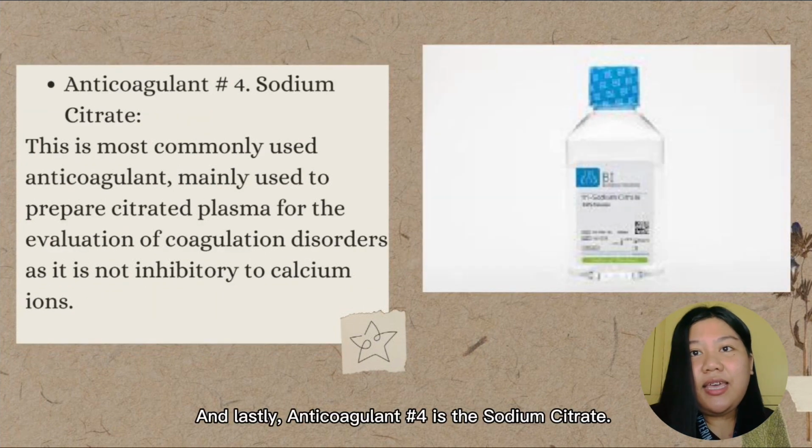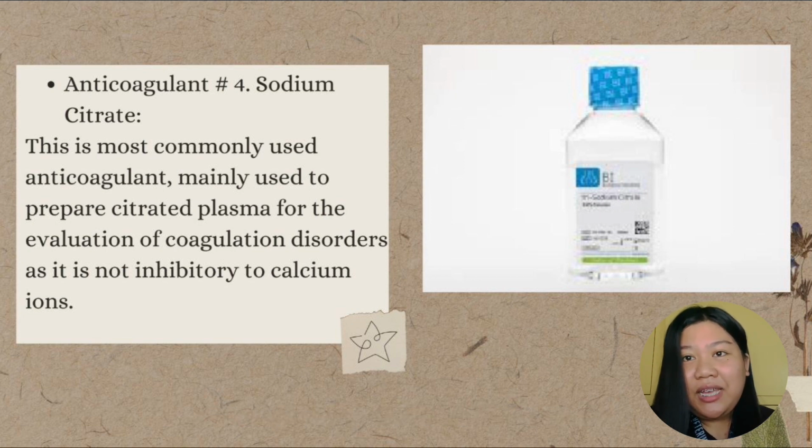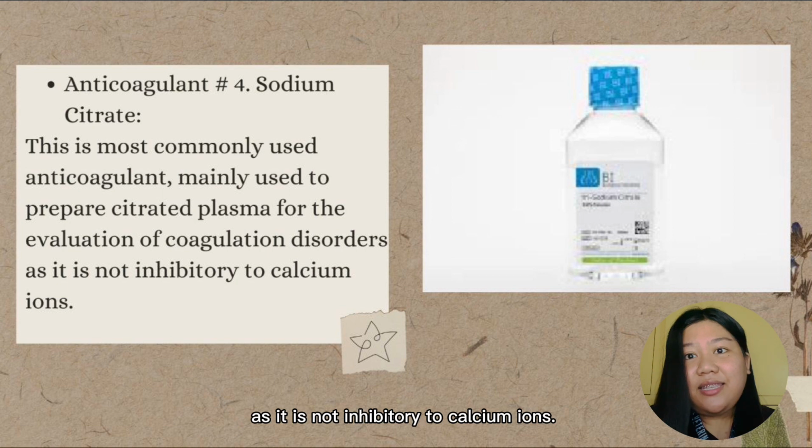And lastly, anticoagulant number 4 is the sodium citrate. This is the most commonly used anticoagulant, mainly used to prepare citrated plasma for the evaluation of coagulation disorders, as it is not inhibitory to calcium ions.